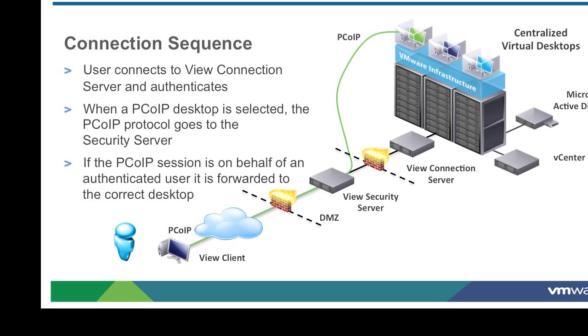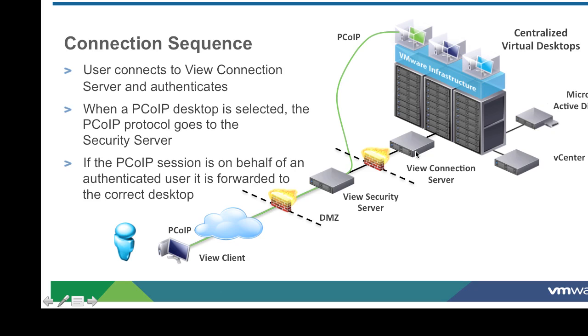Of course, direct PC over IP connection is still supported in 4.6. The option to gateway PC over IP is configurable on each connection server. So basically, if this connection server here is configured to gateway PC over IP, then the PC over IP traffic will be gatewayed through the security server. This applies to any security server attached to this View connection server, and to the View connection server itself.